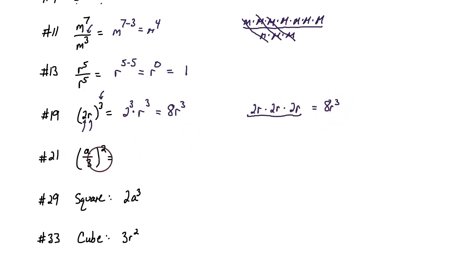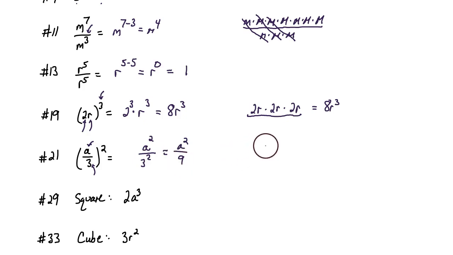Number 21. This fits the 6th one on page 123. When you have a quotient and you're raising to a power, you raise the numerator to that power and you raise the denominator to that power. So we take the a and raise it to the 2nd power, and take the 3 and raise it to the 2nd power. This makes a squared over 9, because 3 squared is 9.